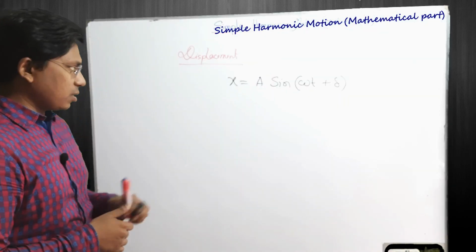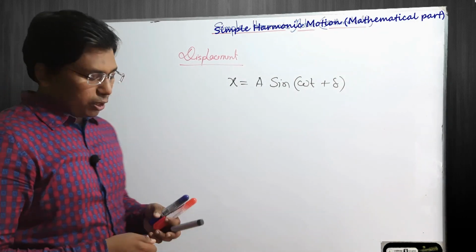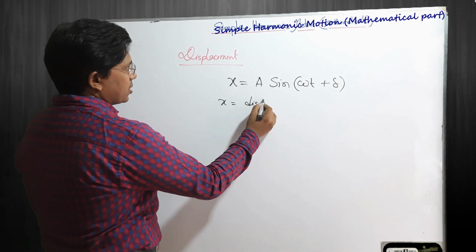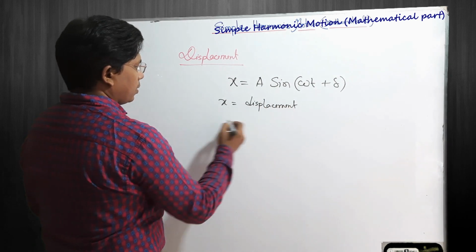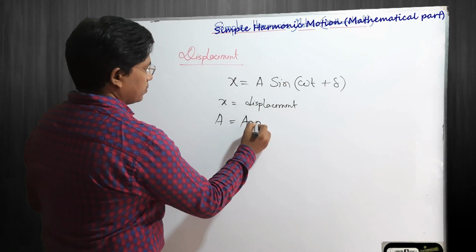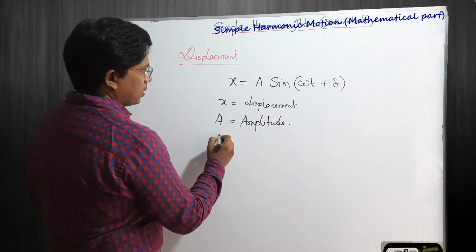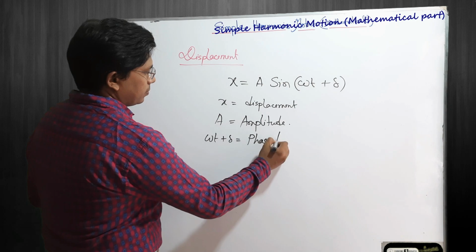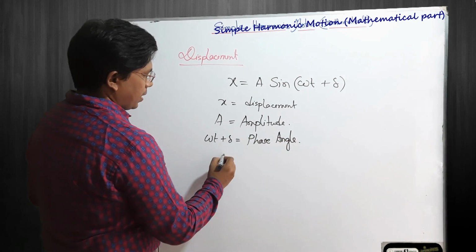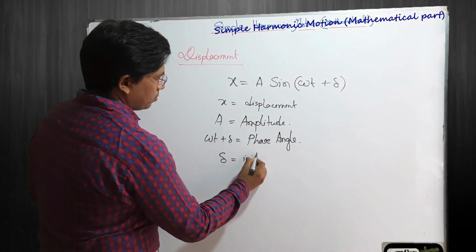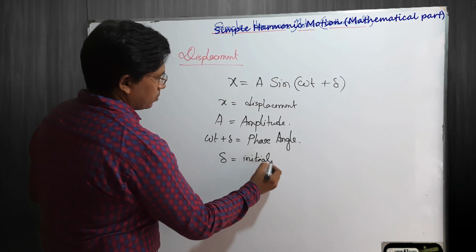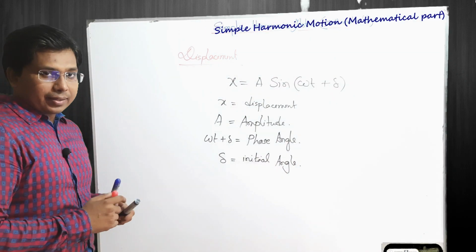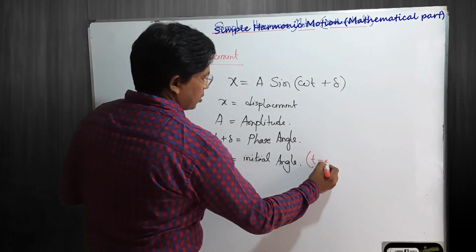Now I need to express the name of the components. Here x is the displacement, A is the amplitude, ωt plus δ is the phase angle, and very important, δ is the initial angle. In concern for the initial angle, you always consider t equal to 0.